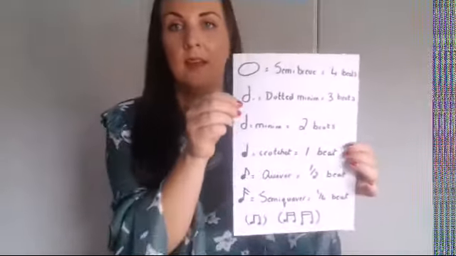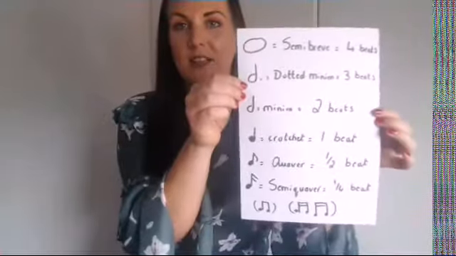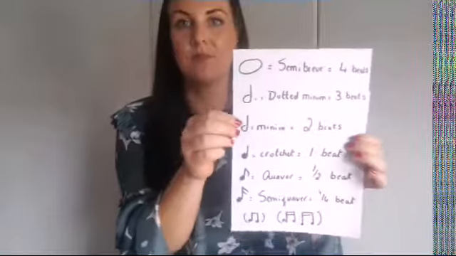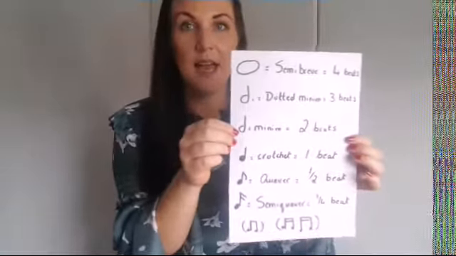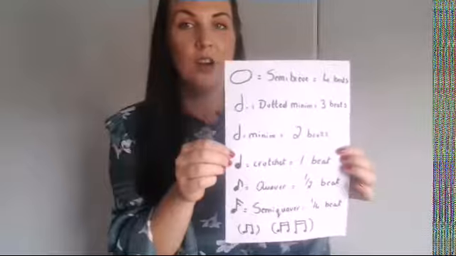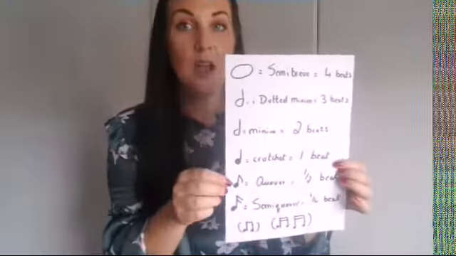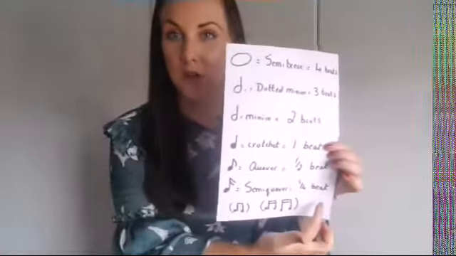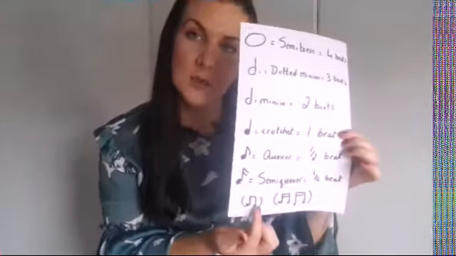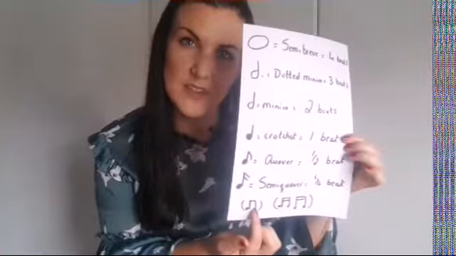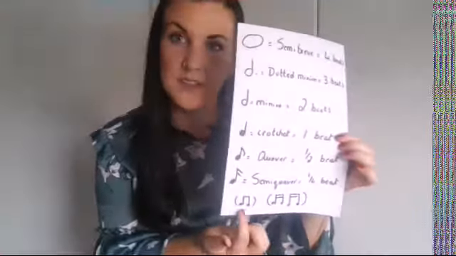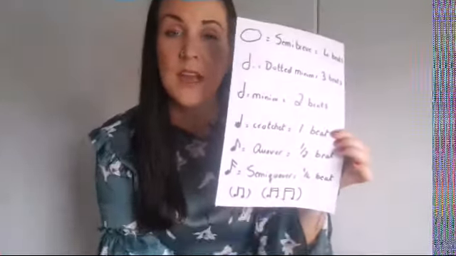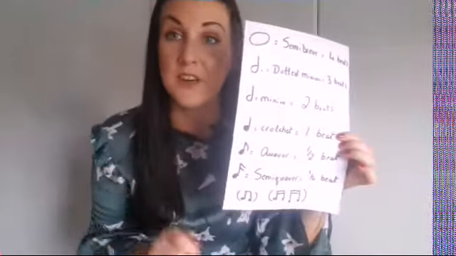The next note we have here is a dotted minim. A dotted minim has 3 beats. A minim on its own has 2 beats. A crotchet has 1 beat. A quaver has half of a beat. A semiquaver has a quarter of a beat. You might see this a lot with 2 quavers together: a half and a half makes up 1. And here you have 4 semiquavers, and that makes up 1 as well, because they're each a quarter of a beat.